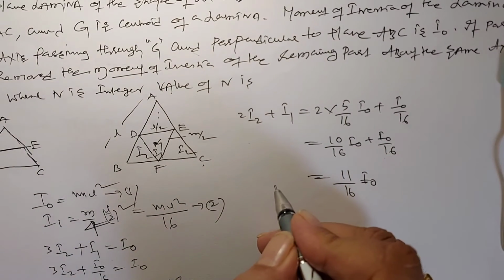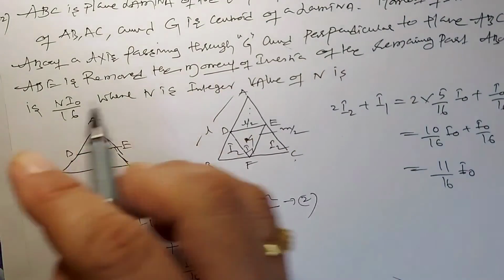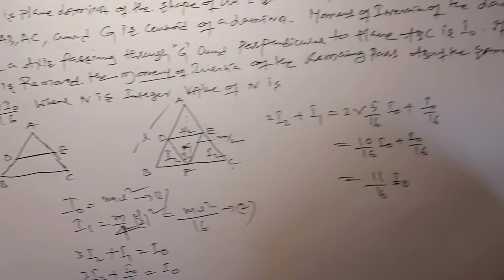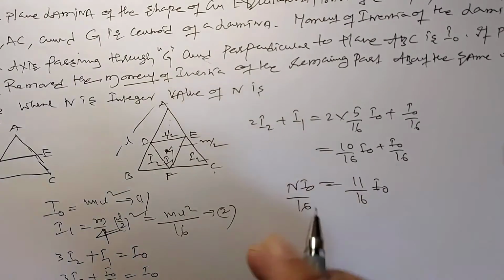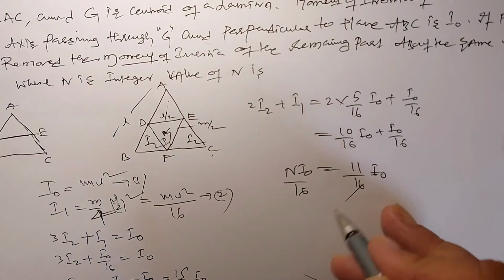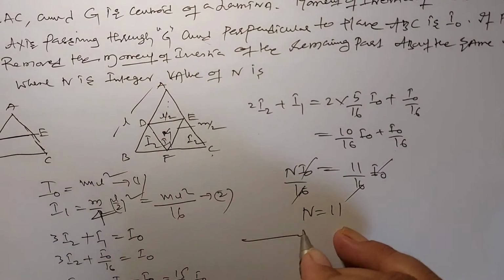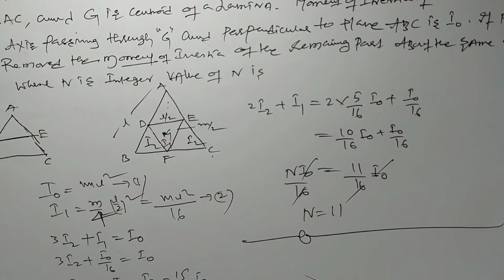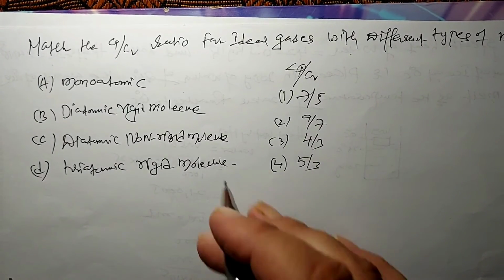According to the given problem, the moment of inertia of the remaining part is n into I0 by 16. Now 16 cancels, I0 cancels. Clearly the value of n is 11. It is a very important problem, asked in the September paper. So next we are going to discuss the next question.